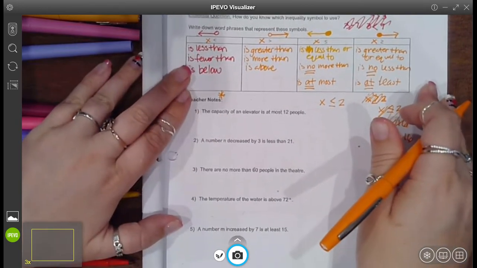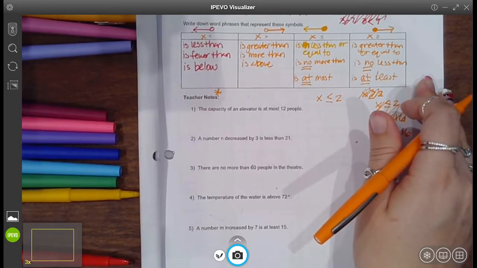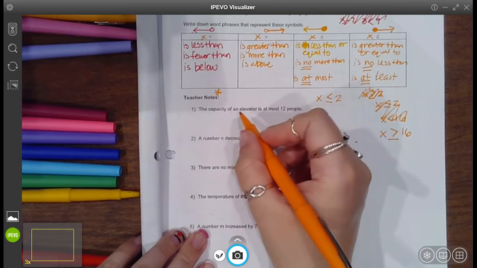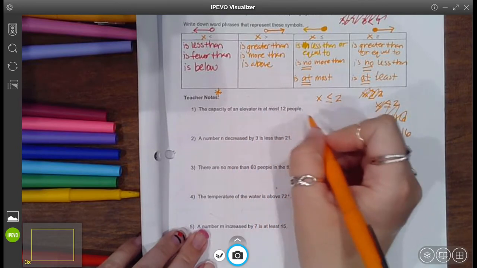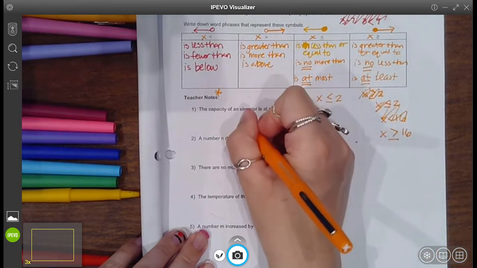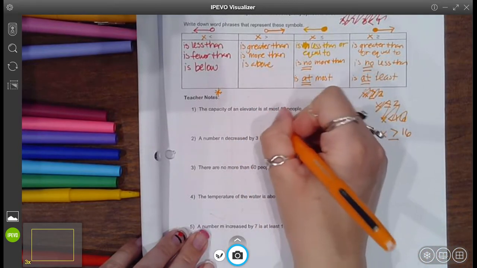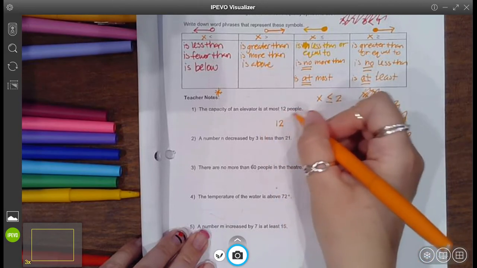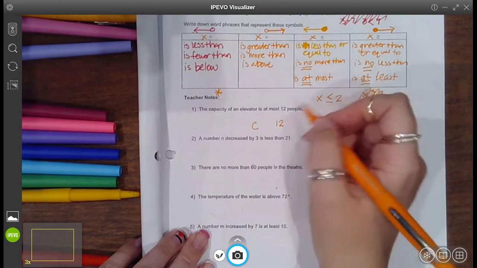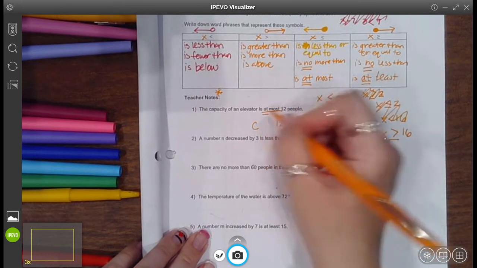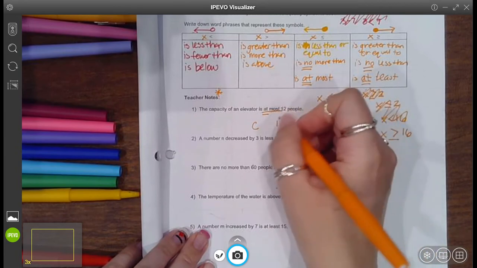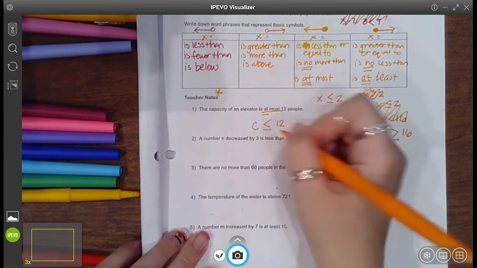Let's give some of these a try. Okay. If I'm writing an equation for this, right here, it says the capacity of an elevator is at most 12 people. When you're writing inequalities, I always like to put the variable on this side and the number I'm comparing it to on this side. Okay, so here I'm comparing it to 12 people and the capacity of the elevator. Well, it's at right there, so it's the opposite of what I think, meaning most I'd think greater than, but then it's probably a less than or equal to.